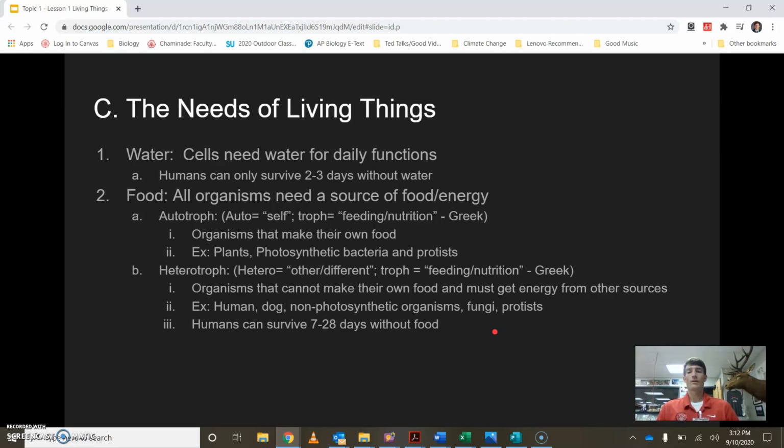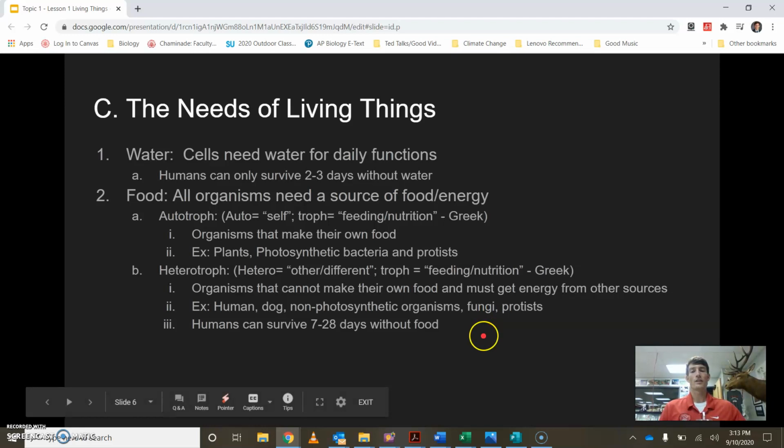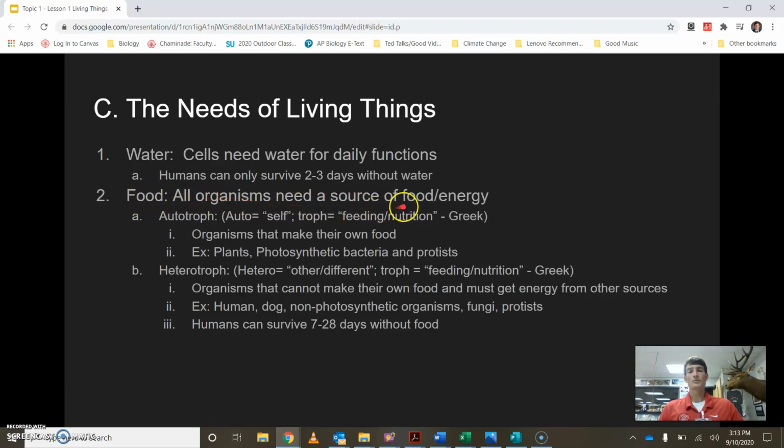And we also talked about in class how when we look for life on other planets, we're looking for water, because that's one of the initial indicators, at least from what scientists think, that life might be there. The second, food, is important because all organisms need some source of energy. For an autotroph, or a self-feeder, that form of energy is going to take the form of the sun, and plants are going to absorb it. Photosynthetic bacteria and protists can also make their own food.